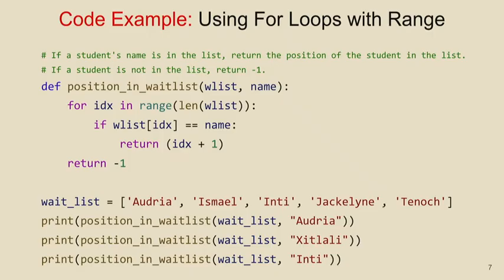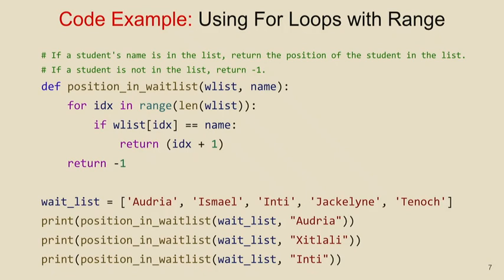Right? So right now we have a waitlist. Audrey's the first one on the waitlist. Congrats, Audrey. As soon as someone drops the class, Audrey will be the first one to go into that classroom. 2 people, then me. I'll go into the classroom. Then Inti, then Jacqueline, then Noch, right? So we need to find out the position of where someone is in the waitlist. So we have this little function.